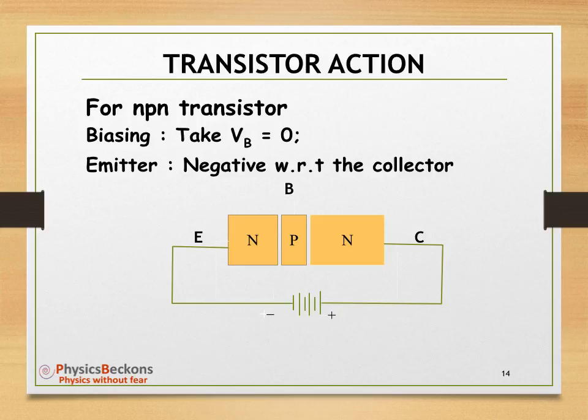In this diagram, let's not apply any potential to the base. That is, we take base potential to be 0. Further, we have the emitter negative with respect to the collector. Now, let's probe this diagram and answer a few questions in the next slide.